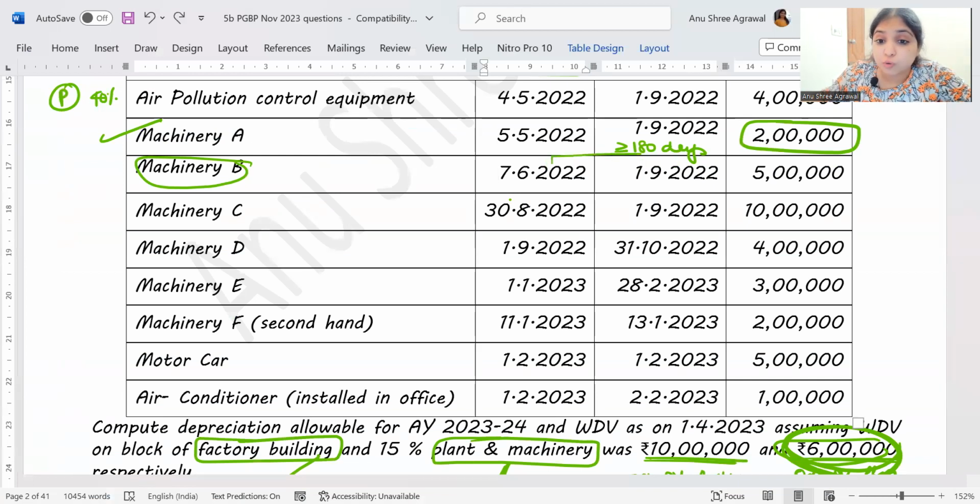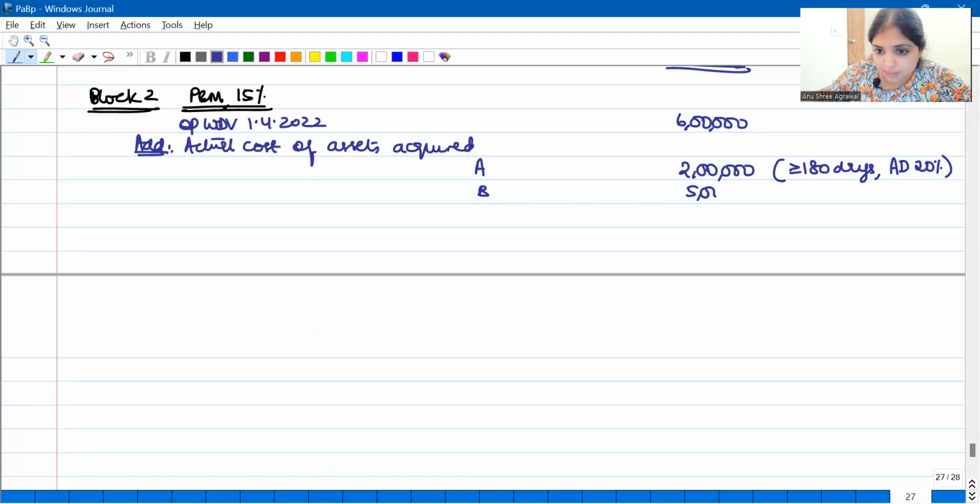So because it was put to use in the same year of acquisition, I will think about 180 days. Did I put it to use for at least 180 days? Yes, I did. So for 5 lakh rupees, I will get full year's depreciation. Will I get additional depreciation of 20%?